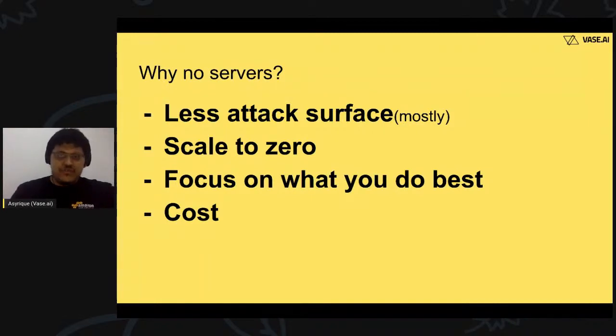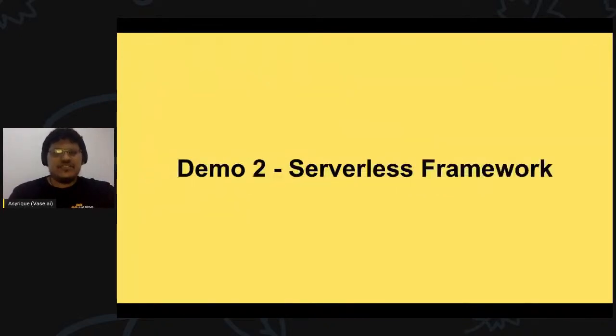Focus on the code that you wrote and make sure the code that you wrote is the best, and leave everything else to the cloud provider. And cost is somewhat related to scale to zero as well, because you're literally paying only for what you use, and the function is only running when there's someone actually using it, so the costs are quite different. They're quite a bit less compared to running in a typical EC2 instance or ECS, Elastic Container Service.